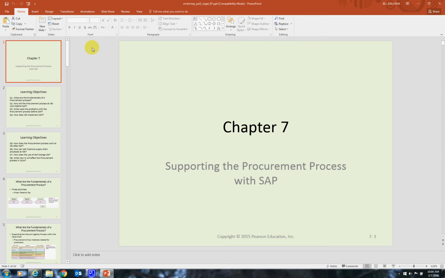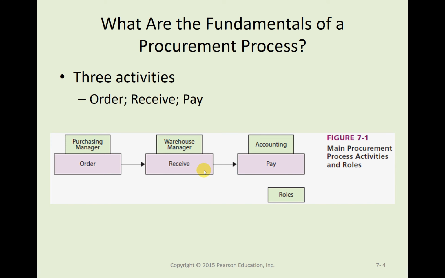In this video, you are going to learn all about how SAP works with the procurement process. Just a brief reminder, procurement means to obtain things. So when you procure things for your business, you're procuring raw materials for your manufacturing, or you could be procuring goods that you need for your day-to-day business activities.